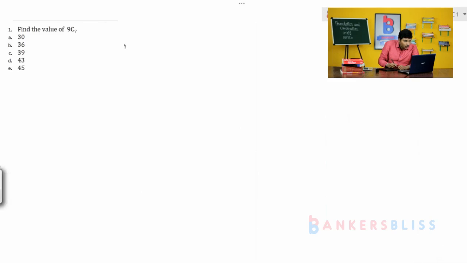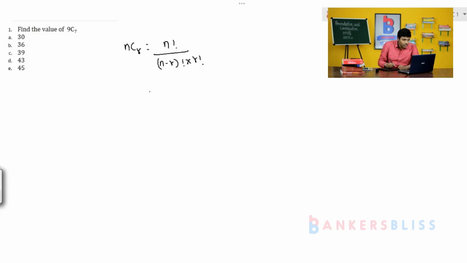Means what? You have to go with the nCr formula. nCr means n factorial by n minus r factorial into r factorial. My sincere suggestion is, don't write the formula on the paper during your exam, because they won't give marks for the formula you write. The only thing is you have to mark the right answer. So don't waste time by writing formulas and all. Directly go to the process.